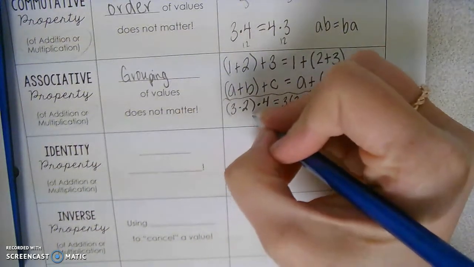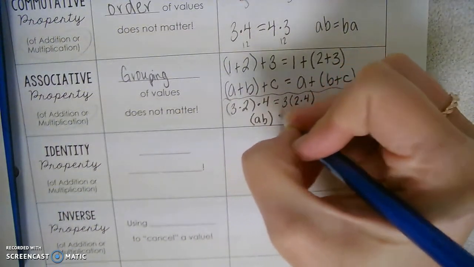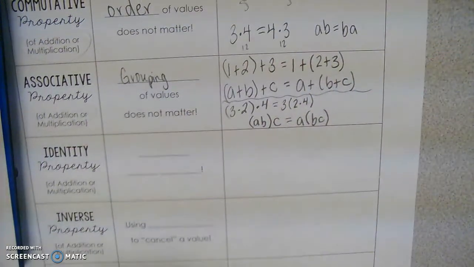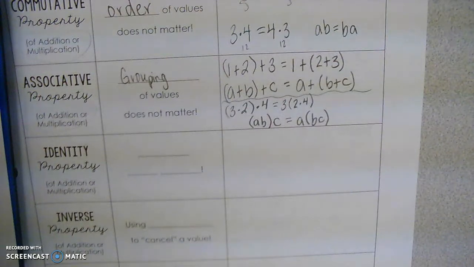With variables, it would look like A, B, C is equal to A, and then the B and the C are in parentheses. With variables, you don't need to have the multiplication sign between the two.